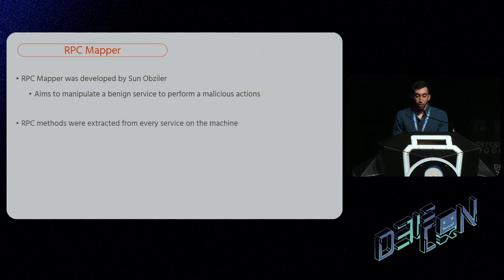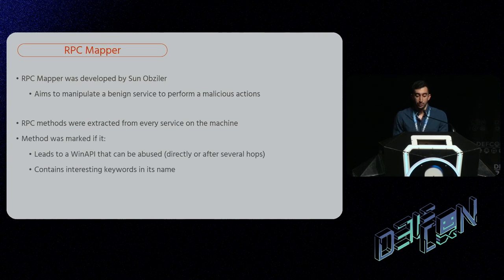All RPC servers on the system were mapped, and methods were marked if the parameters that will be sent to the Win API are controlled by the RPC client. The Win API could be called directly by the RPC method or after several internal calls. RPC methods were also marked if specific keywords appear in their names.